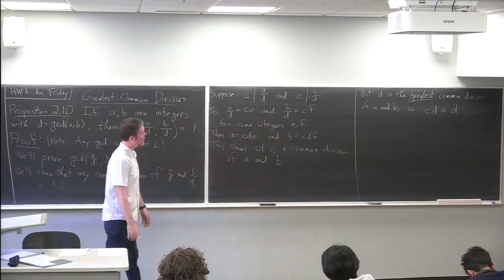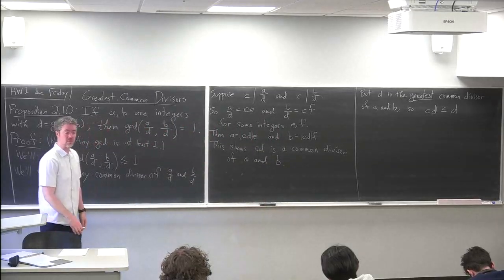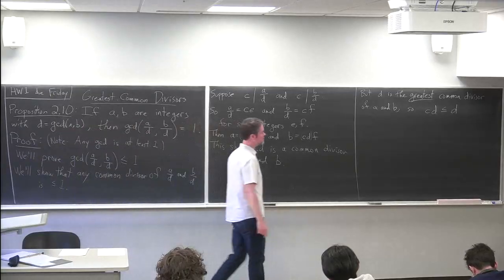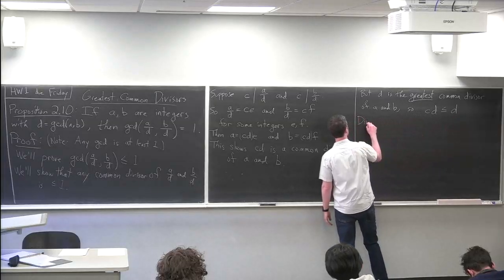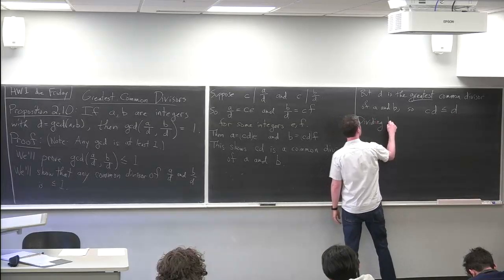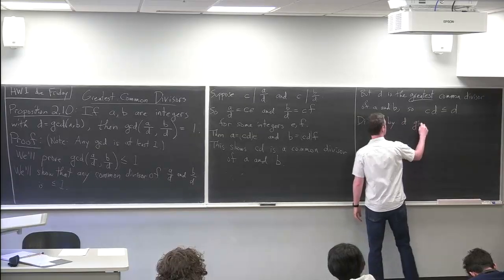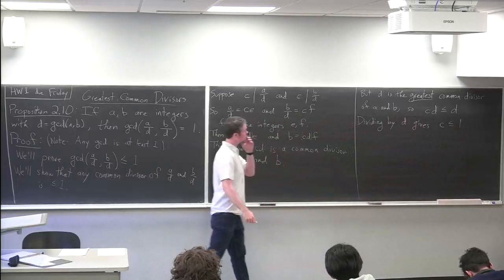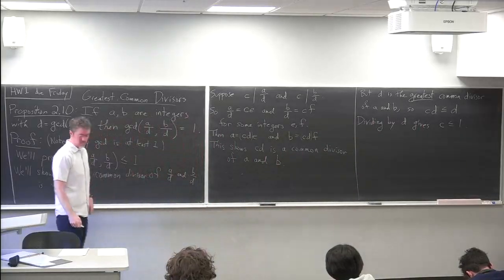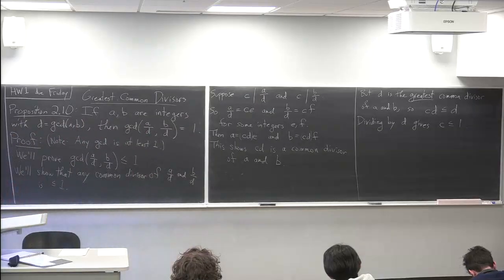Okay, and there you go. So that implies C is less than or equal to 1. You could divide both sides by D. That gives us what we want, right? C is less than or equal to 1. We could divide both sides by D, and D is not 0, so dividing is okay. D is not negative, so it doesn't flip the inequality. Greatest common divisors are always positive. So that's all okay.